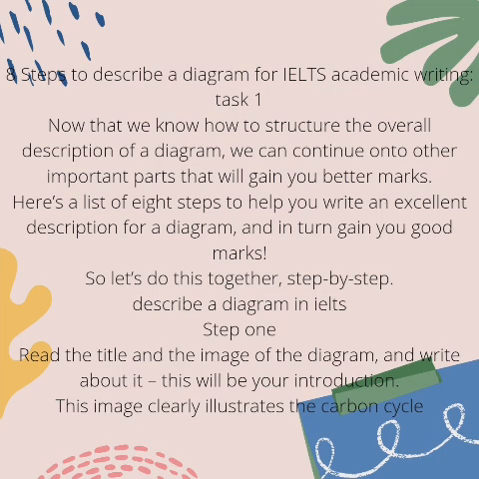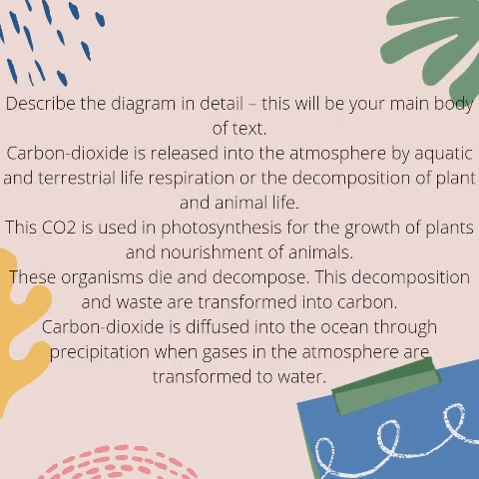Step 1. Read the title and the image of the diagram and write about it. This will be your introduction. This image clearly illustrates the carbon cycle. Step 2. Describe the diagram in detail. This will be your main body of text.